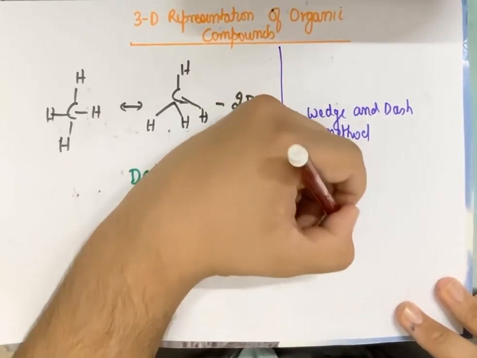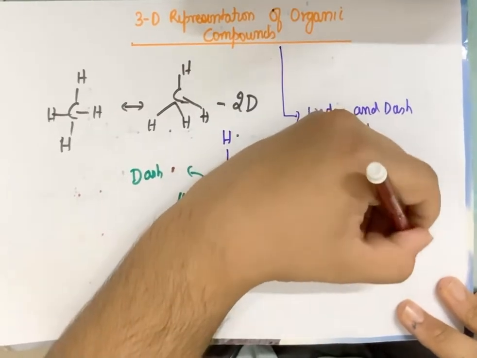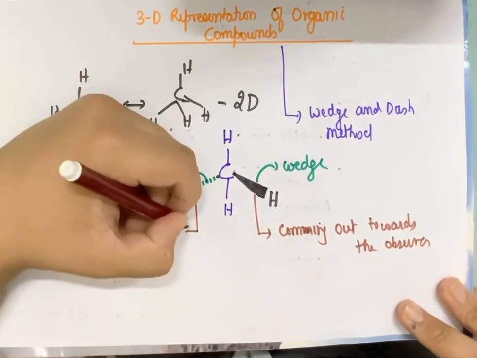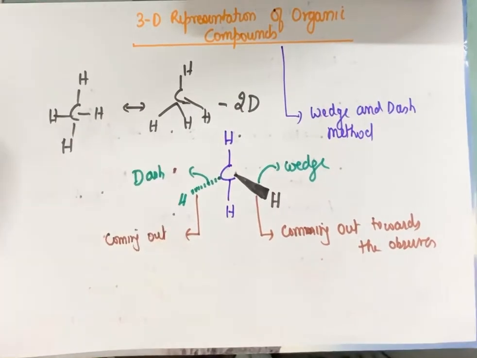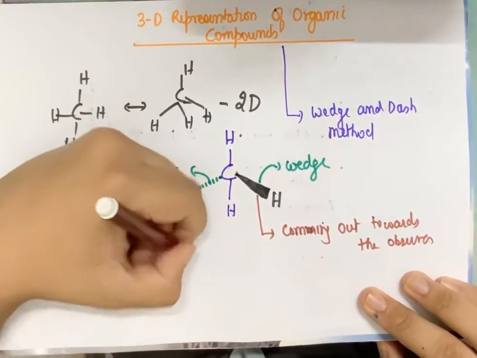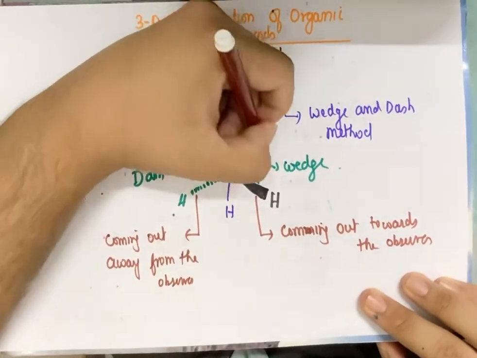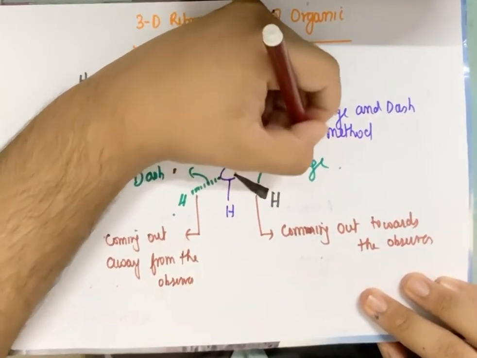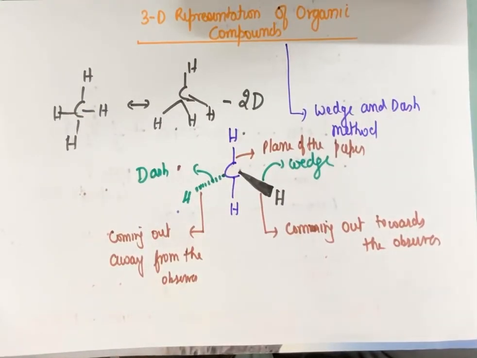out towards the observer, whereas a dash is representing the bond coming out of the plane of the paper, out of the 2D, away from the observer, whereas these two bonds are on the plane of the paper. This makes it 3D. Now let me show it to you virtually how this becomes a three-dimensional structure.